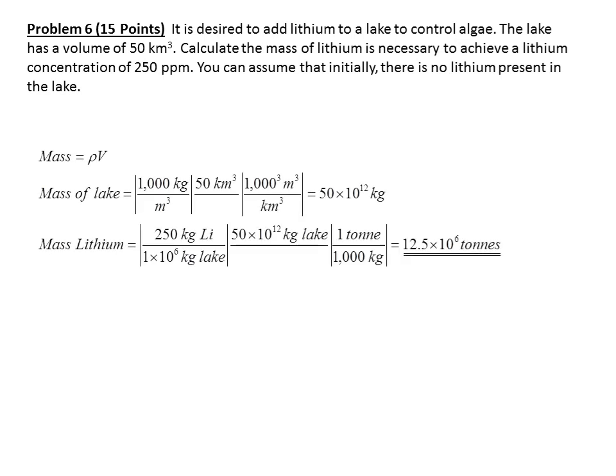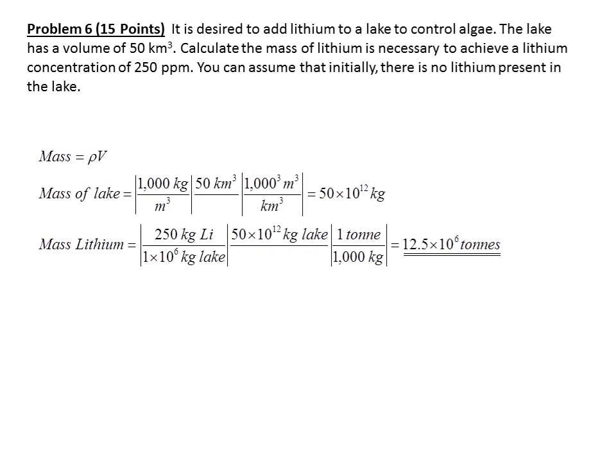Well, the mass of the lake is given to us by the density of the lake times the volume, and we'll use the density of that being pure water, or 1,000 kilograms per cubic meter. Now the volume is given to us in cubic kilometers, and so we also have to convert cubic kilometers into cubic meters using the equation given there. And so the total mass of water in this lake is 50 times 10 to the 12th kilograms.